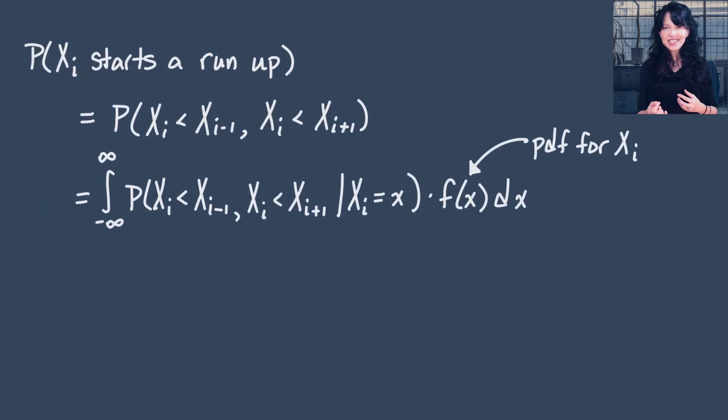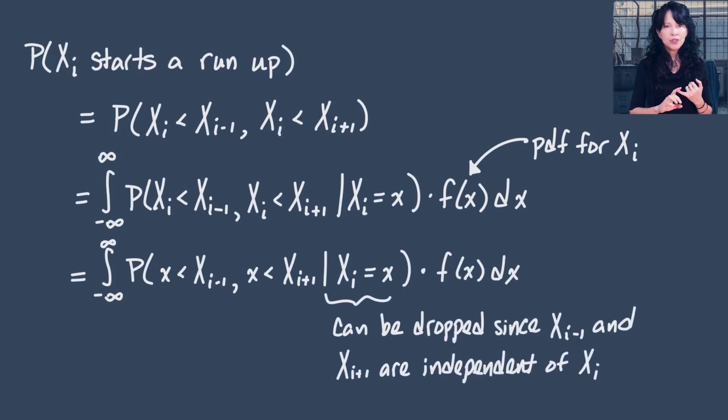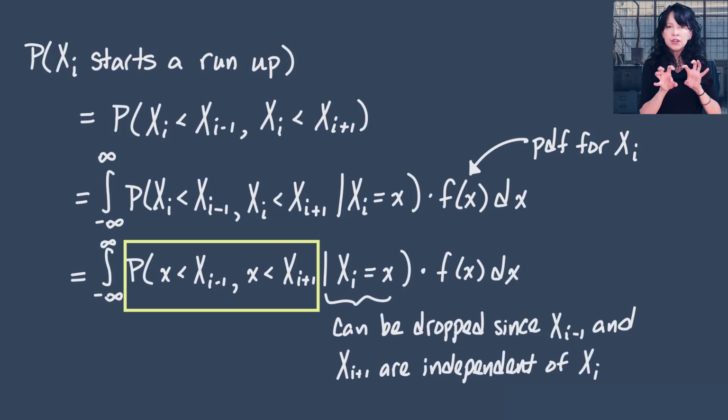Two things happen next. I'm going to plug in this little x for capital X sub i, and I'm also going to drop this conditional stuff because I have used up the information. Number 1, I don't need it anymore. And number 2, capital X sub i minus 1 and capital X sub i plus 1 are independent of capital X sub i. So they're not going to need this information, and we're not going to need it to compute probabilities involving capital X sub i minus 1 and capital X sub i plus 1. So I'm dropping this. Once I drop this, I'm left with a joint probability here that can factor into two probabilities by independence of these two random variables. So where are we?